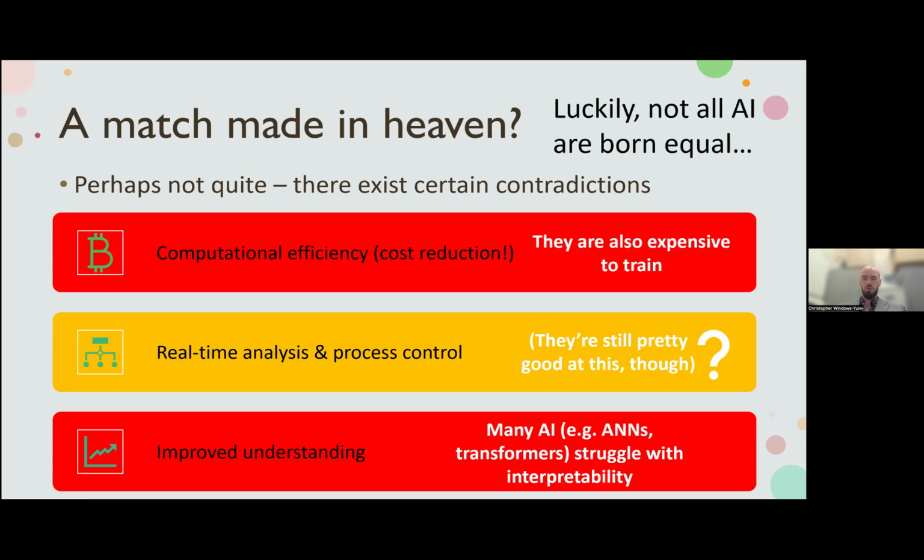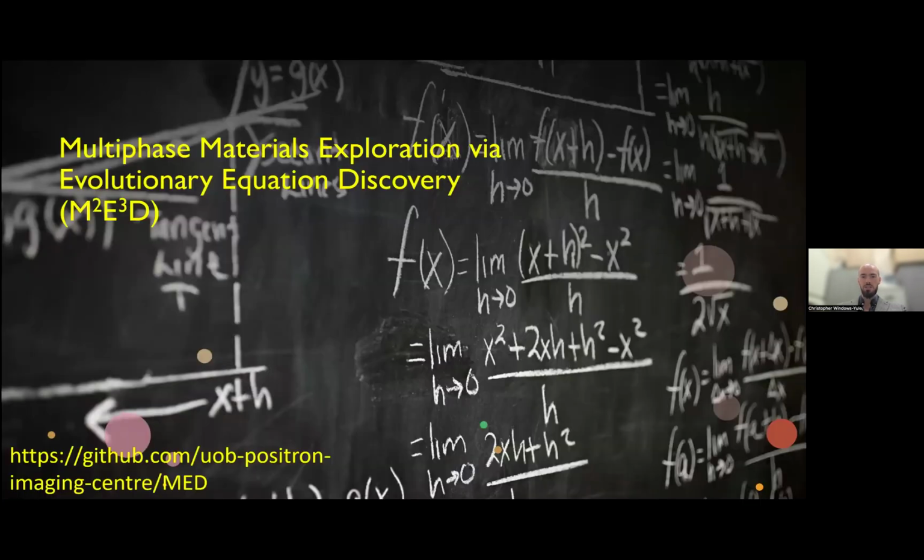The good thing is I'm talking specifically here about a subset, albeit currently the most popular subset, of artificial intelligence. And there are techniques that can get around it. And this is the one that I'm going to talk to you about today. So this is rather a mouthful: multi-phase materials exploration via evolutionary equation discovery, or MED, as we shorten it to. If anybody's interested in the software, it's freely available on my research group GitHub.